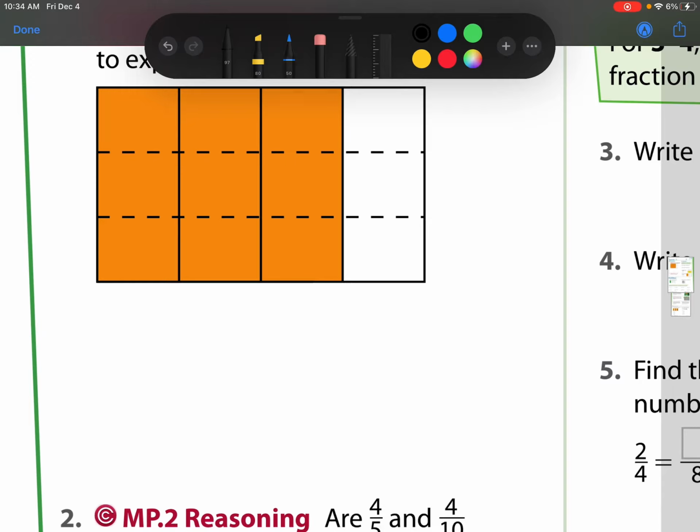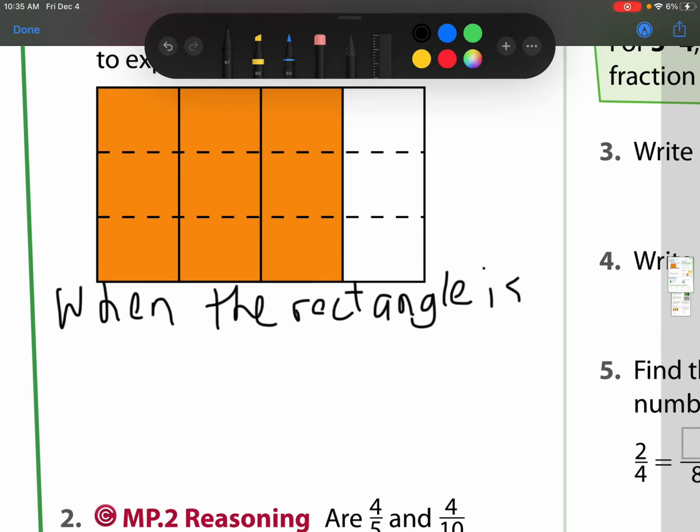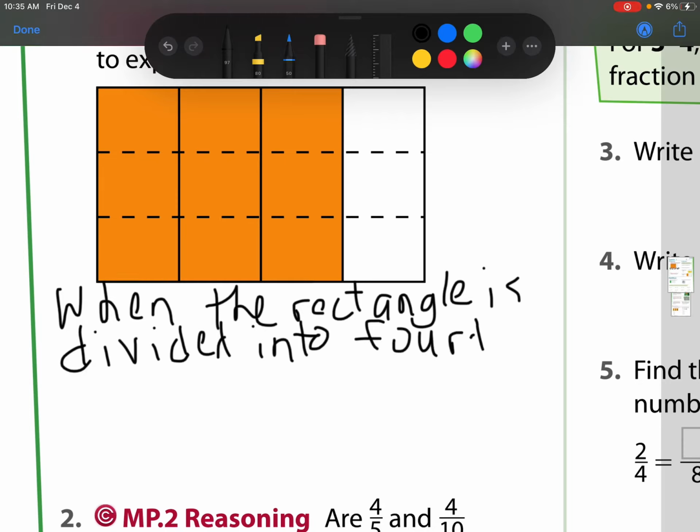Well, when the rectangle is divided into fourths, and notice that fourths is shown by those solid black lines. They're shown right here. This is when I broke it up into fourths. There's 1 piece, 2 piece, 3 piece, and 4 piece. So that's what it's talking about when we say we broke it up into fourths. So when we break it up into fourths, the shaded part shows 3/4.